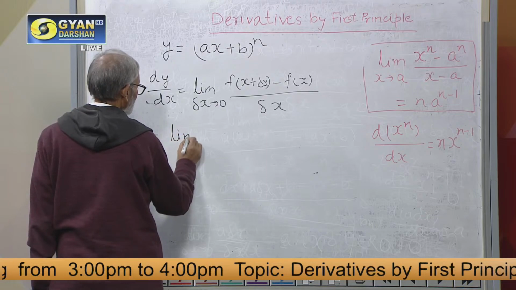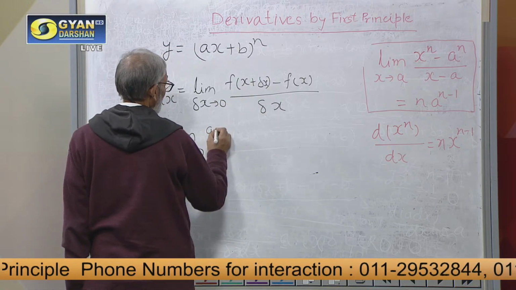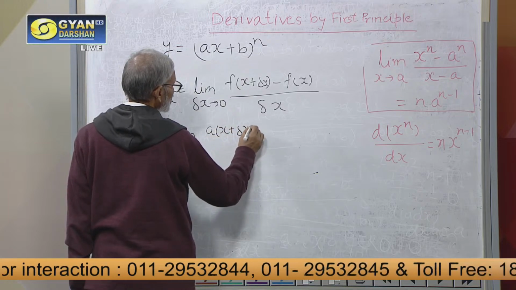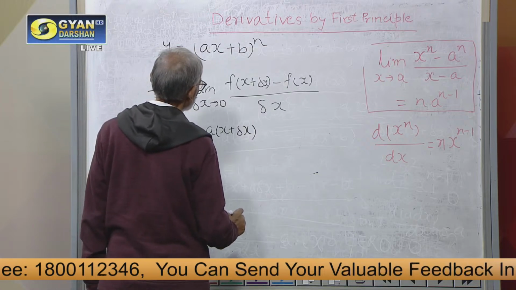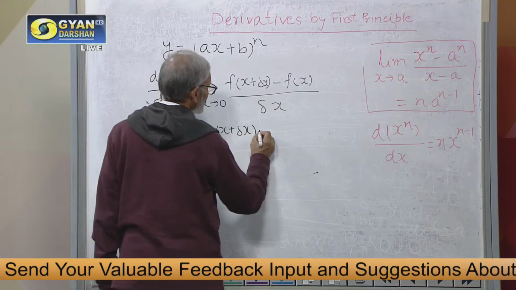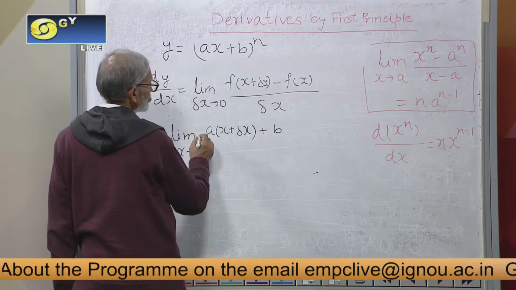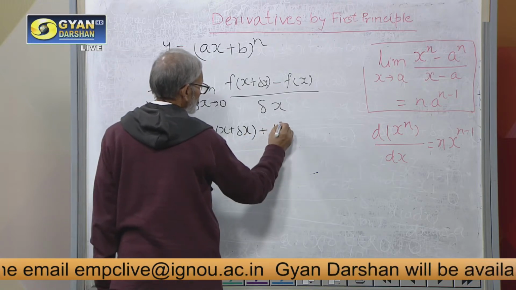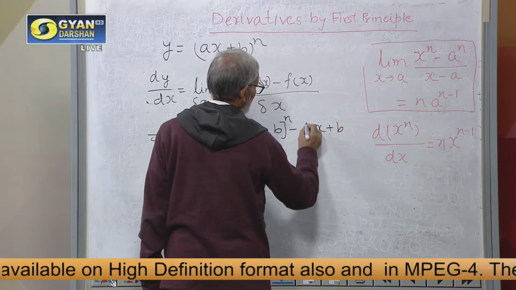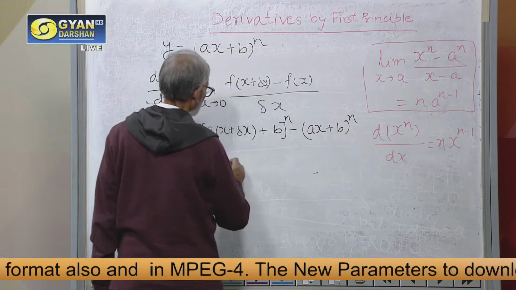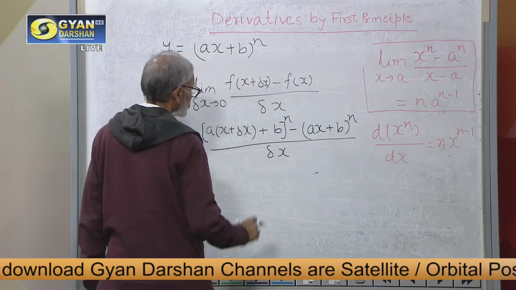Which will be equal to limit delta x tends to 0, it will be (a times (x plus delta x) plus b), because a x plus b is the function, to the power n, minus (a x plus b) to the power n, divided by delta x.